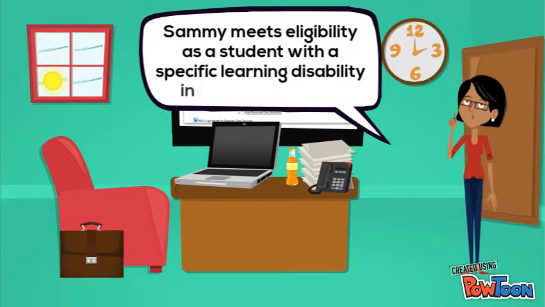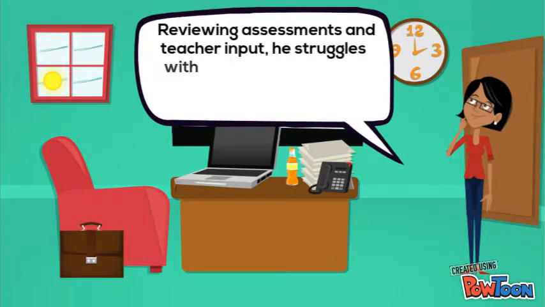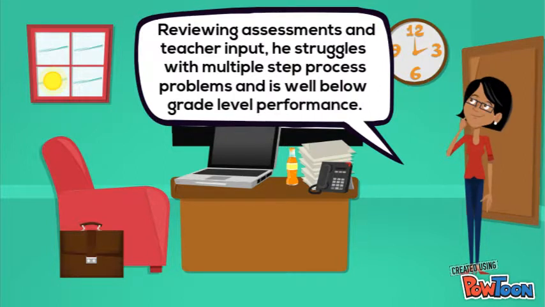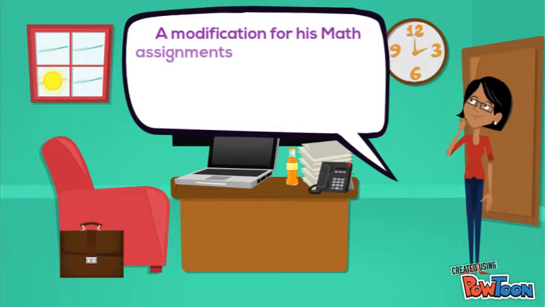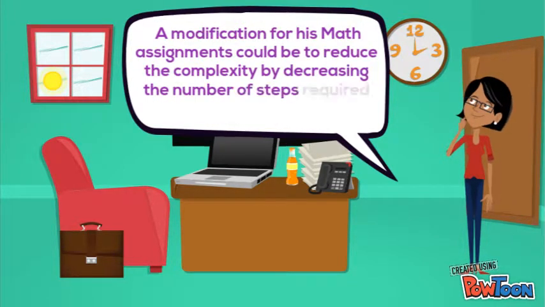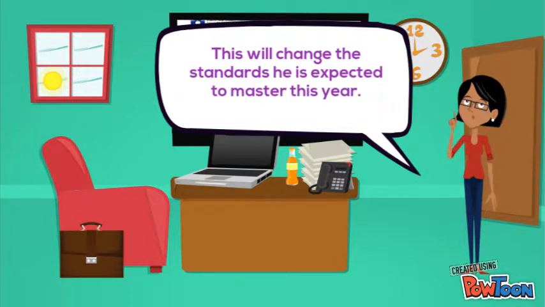Sammy meets eligibility as a student with a specific learning disability in math calculation. Reviewing assessments and teacher input, he struggles with multiple step process problems and is well below grade level performance. A modification for his math assignments could be to reduce the complexity by decreasing the number of steps required to solve a problem. This will change the standards he is expected to master this year.